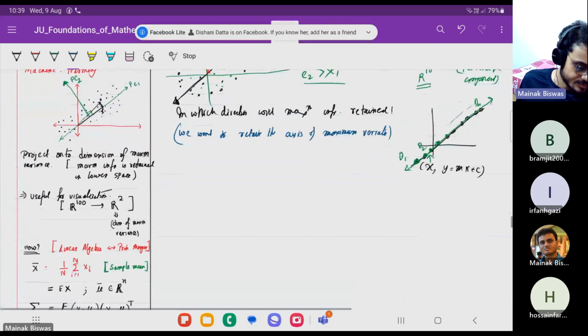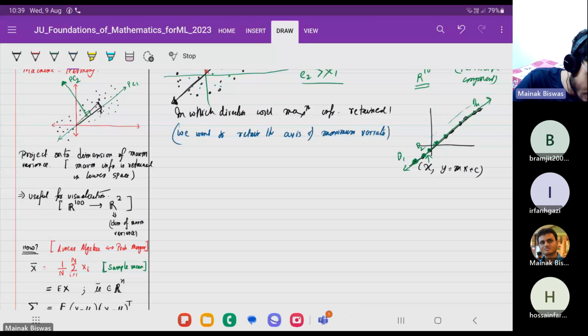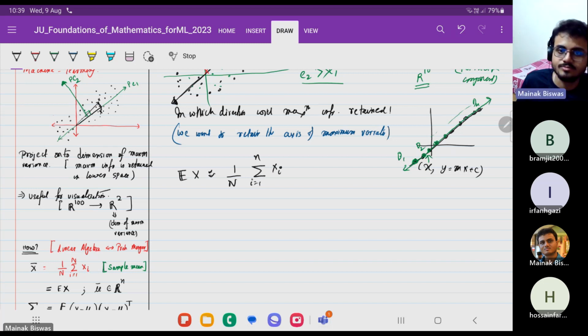So the first thing I'm doing over here is computing the mean of the data points. If I compute the empirical mean, do you agree the expected value of x will be 1 by n summation of i equal to 1 to n of x_i? Yes or no? You have n data points. This is your expected value, the mean of the data points, which let us write as mu cap.